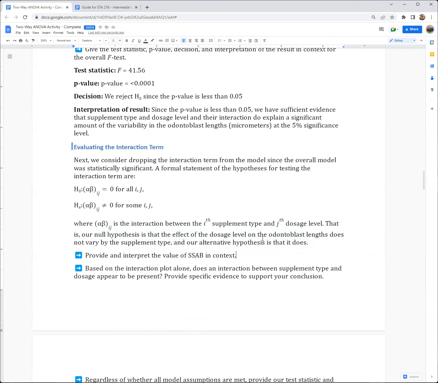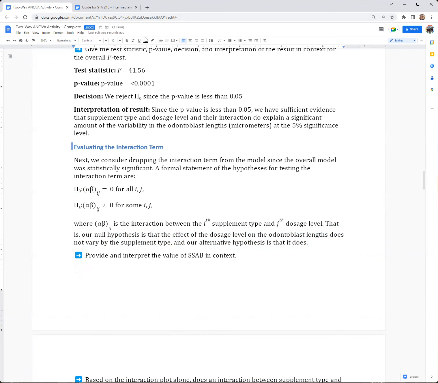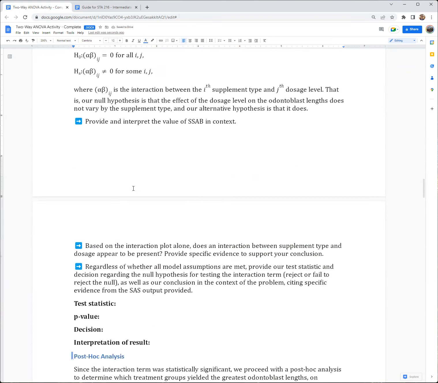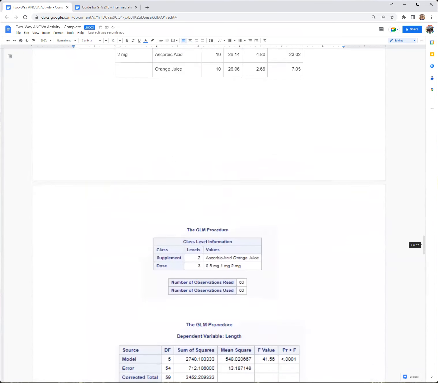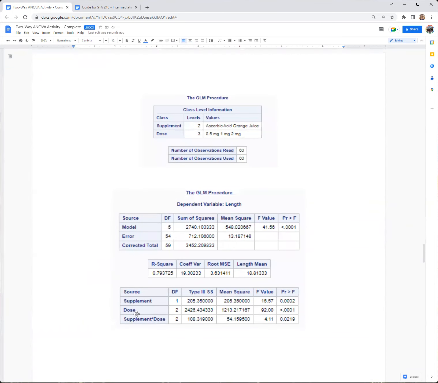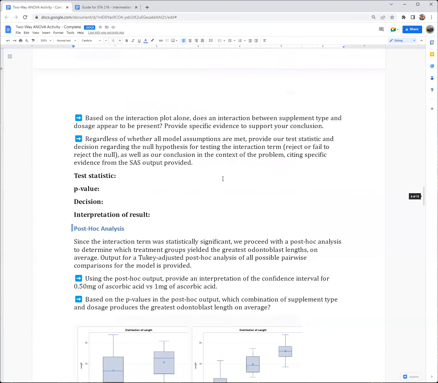So one thing related to the interaction term, which is what we're focusing on here, is the SSAB term, sum of squares AB. Looking back at our table output down here, we have supplement times dose, not times 2, times the dosage. And the value here is 108.32. That's our SSAB.